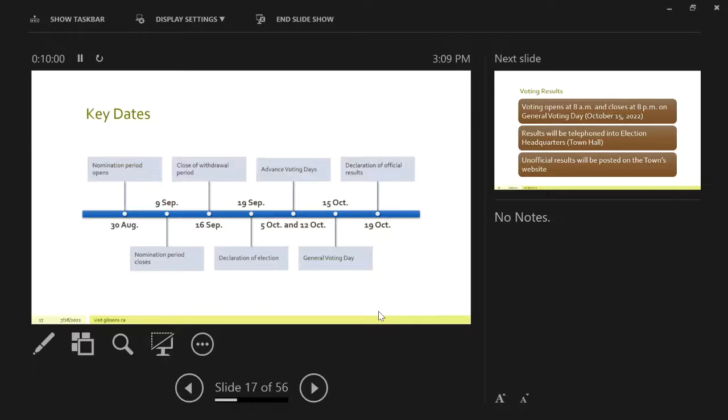September 19th is the declaration of the election, and then advanced voting days are on the 5th and the 12th of October. General voting day is the 15th, and then declaration of the official results happens on the 19th, but we will have unofficial results before then.